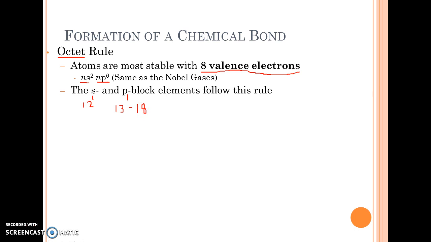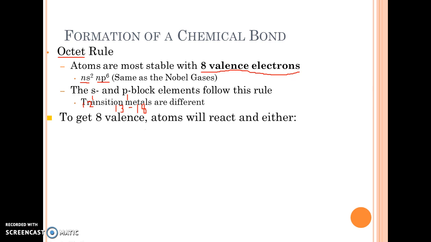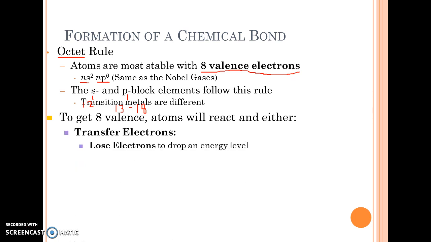Okay, notice how we are not talking about the transition metals yet. We will talk about them separately. Okay, so the transition metals are different. They follow their own rules. So in order to get 8 valence electrons, atoms will react in a couple of different ways. They will either transfer their electrons, meaning that one will lose an electron to drop down an energy level, and the other will gain electrons until they have 8.